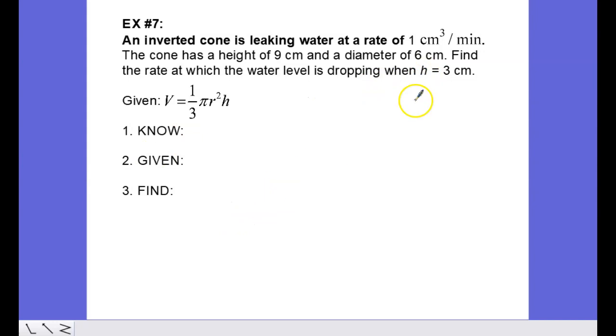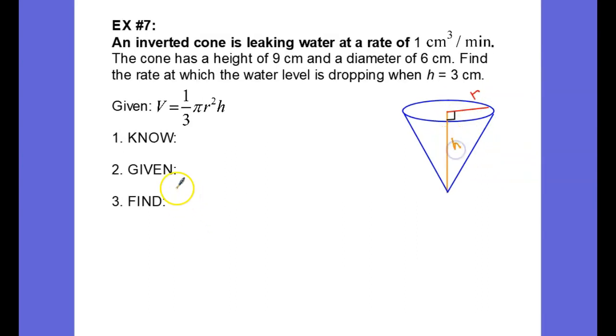Let's start by drawing a picture of our inverted cone. So here we have our right inverted cone with radius r and height h. We can actually simplify this problem by getting it in terms of either r or h by itself and only have one variable to deal with. The reason is because the radius is going to change as a function of the change in height.